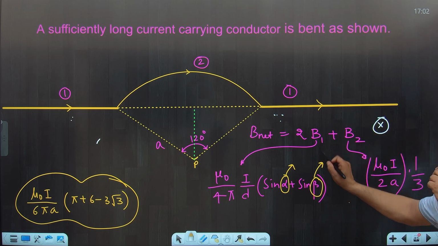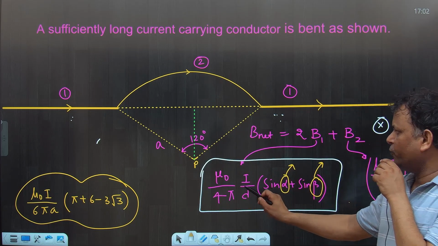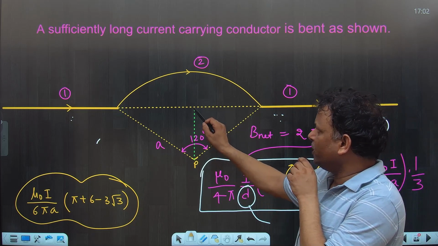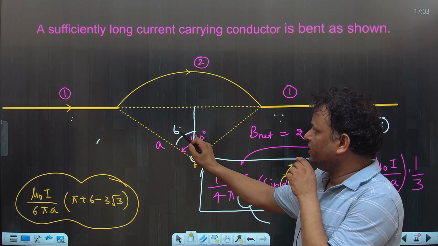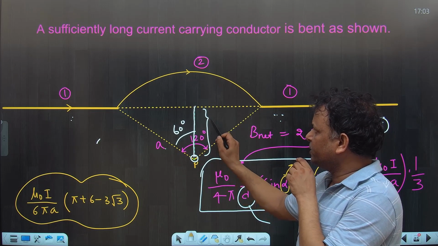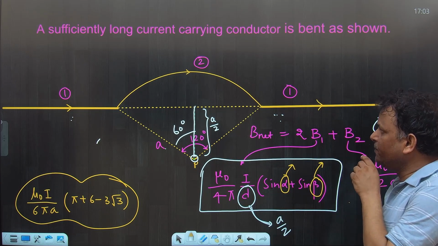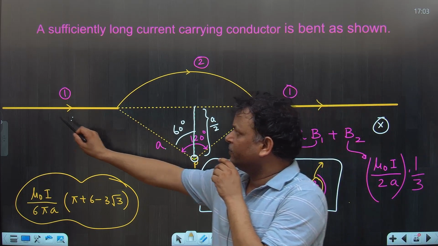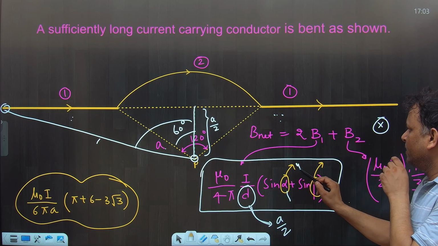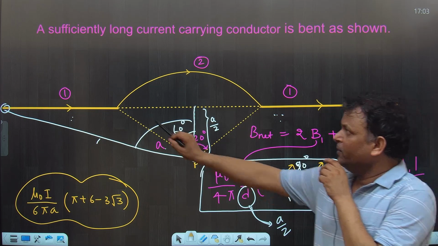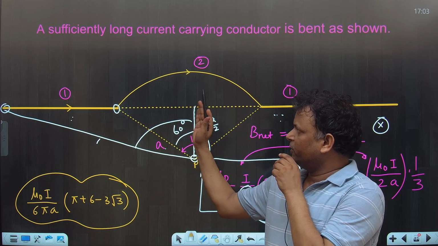What about B1? The formula for B1 is mu naught by 4 pi I by D times sin alpha plus sin beta. What about D? D is the length of perpendicular drawn from point P on the conductor. This is A, this is 60 degree. So this length will be A cos 60, that is A by 2. So you will put A by 2 here. What about alpha and beta? This end is making angle 90 degree with this end. So alpha is 90 degree here. And what about beta? Both ends are on the same side of the perpendicular, on the same side of perpendicular.